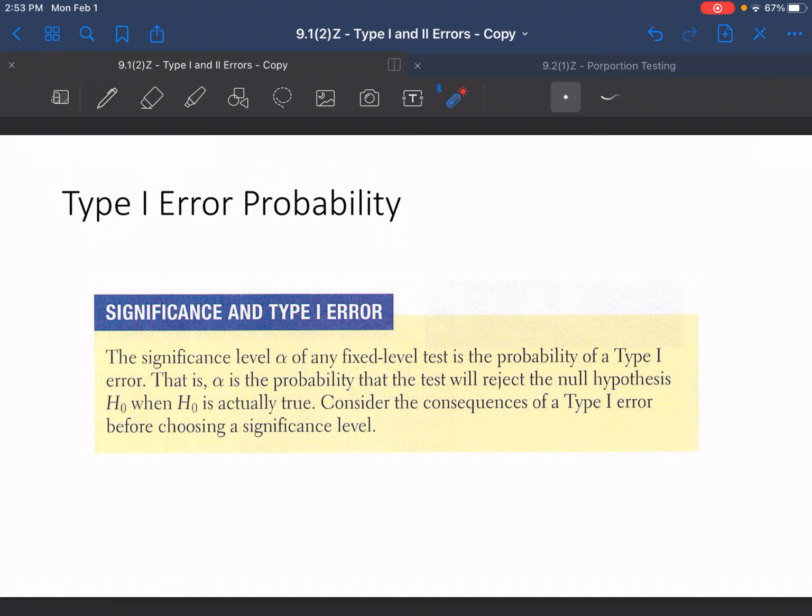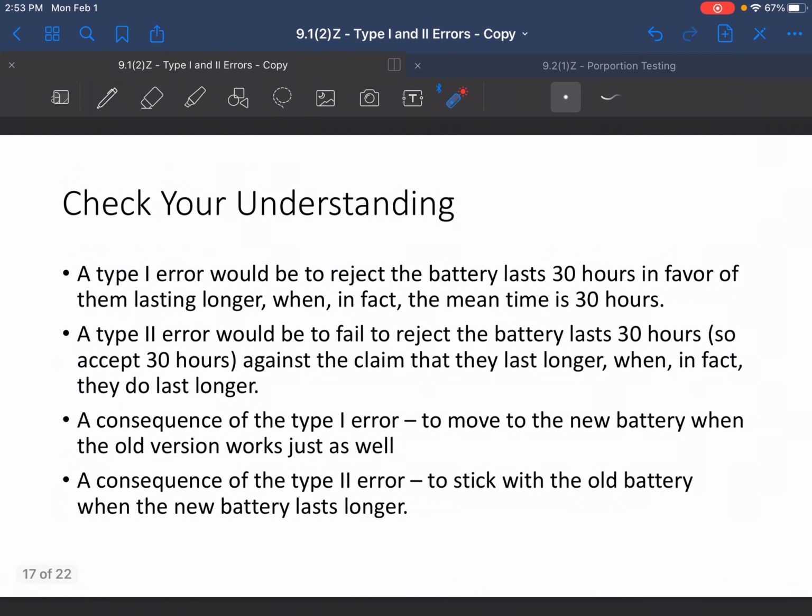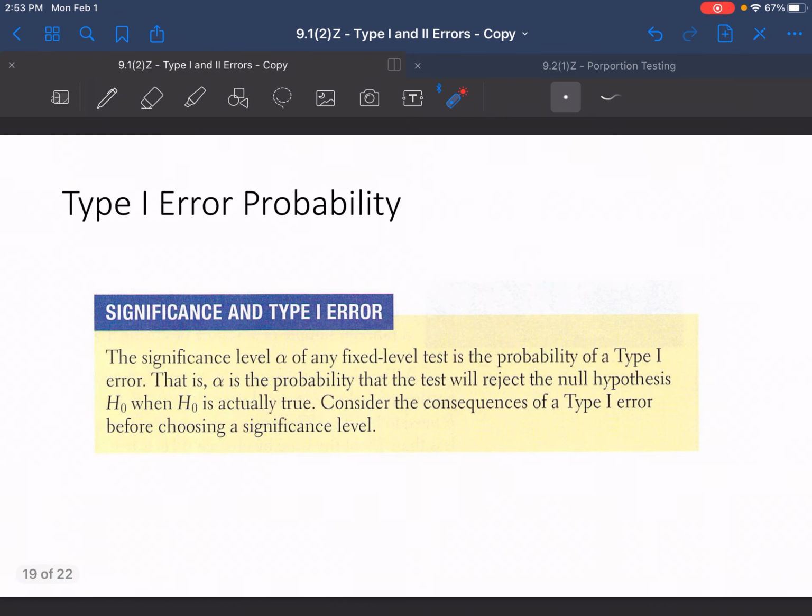That is, the significance level is the probability that the test will reject the null hypothesis when the null hypothesis is actually true. And then we want to consider the consequences of a type 1 error before choosing a significance level. So we want to consider what the actual consequence is before we decide to set that significance level itself.